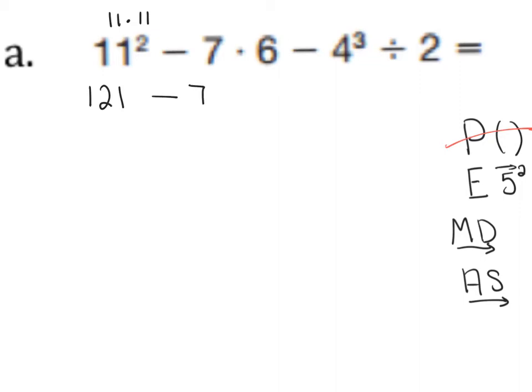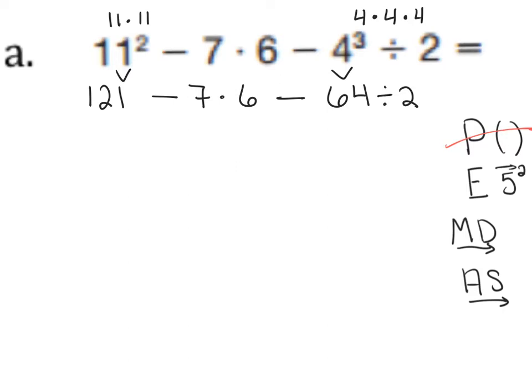And then I'm going to drop everything down. 7 times 6 minus, and we're actually going to go ahead and do this exponent as well because it's not being affected by the 11 squared. So 4 to the 3rd power means 4 times 4 times 4, which is 4 times 4 is 16, times another 4 is 64, divided by 2. Okay, some of you are not writing down your steps, and that's normally when we make our mistakes. Let's write down the steps each time.